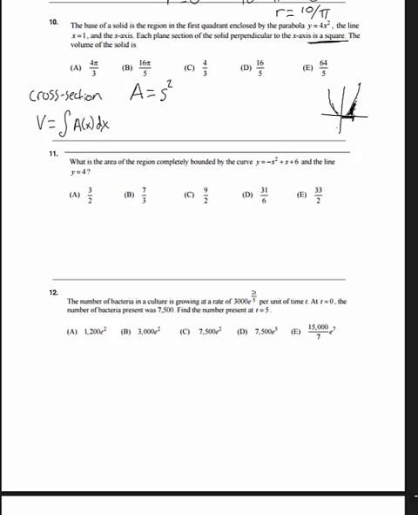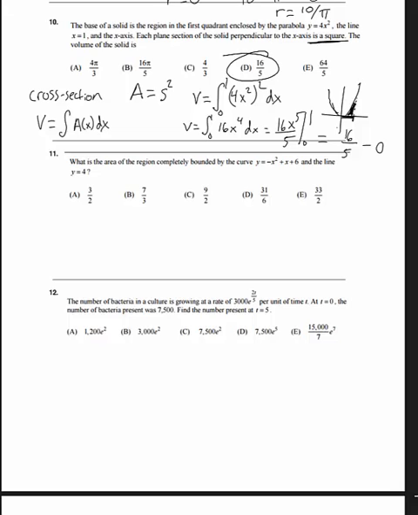And so this will be volume equals the integral from 0 to 1 of 4x squared squared dx. That's going to be the integral from 0 to 1 of 16x to the 4th power dx, which is 16x to the 5th power over 5 from 0 to 1. And that's 16 over 5 minus 0, or just 16 over 5.